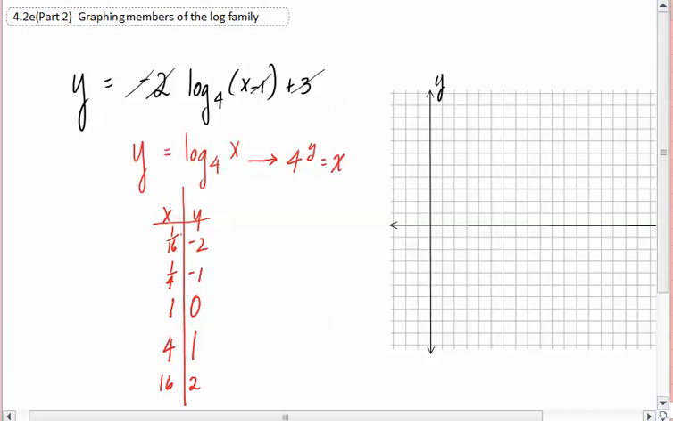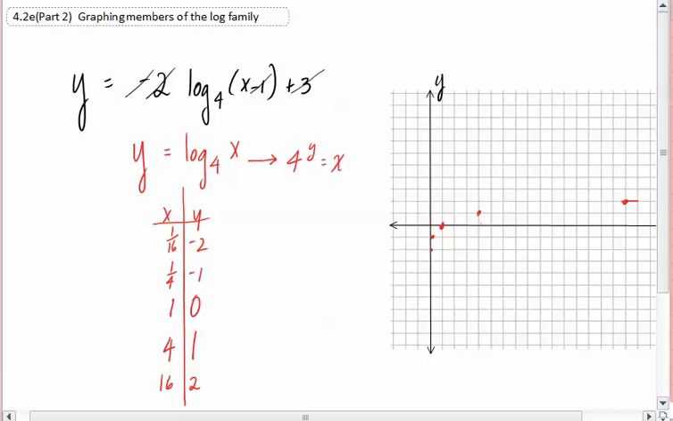Alright, let's get these on here. Over 1, up or down 0; over 4, up 1; then 8, 12, and 16. I believe that's 16 too. Let me double check that: 2, 4, 6, 8, 10, 12, 14. Okay, 16, 2. Then we have over a 4th, down negative 1, and then over a 16th, down negative 2.